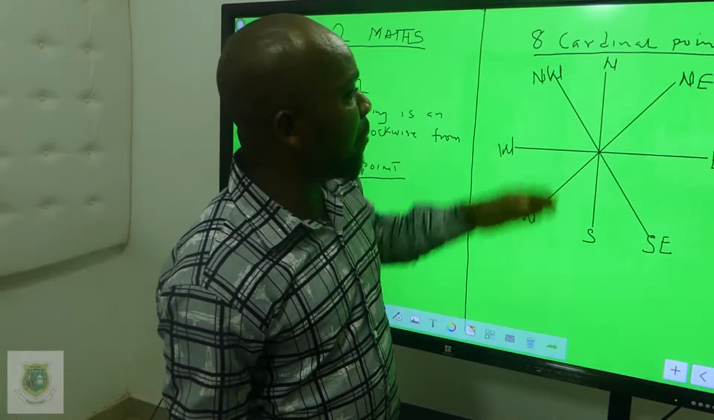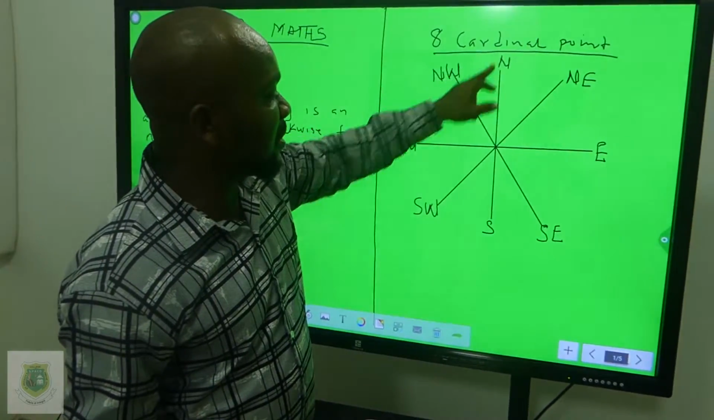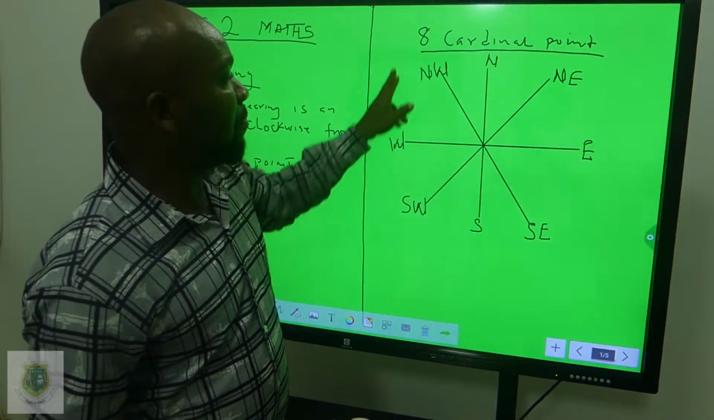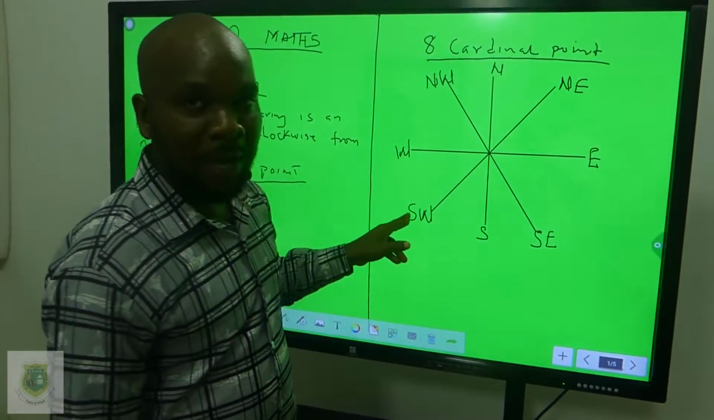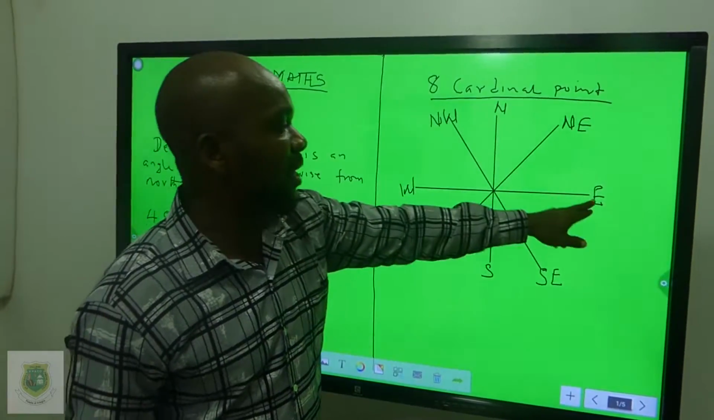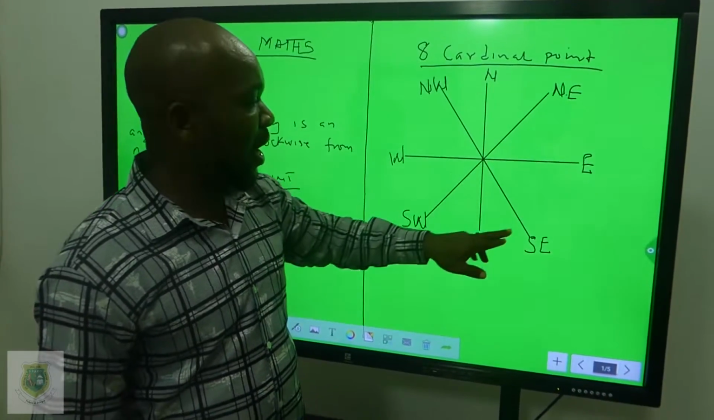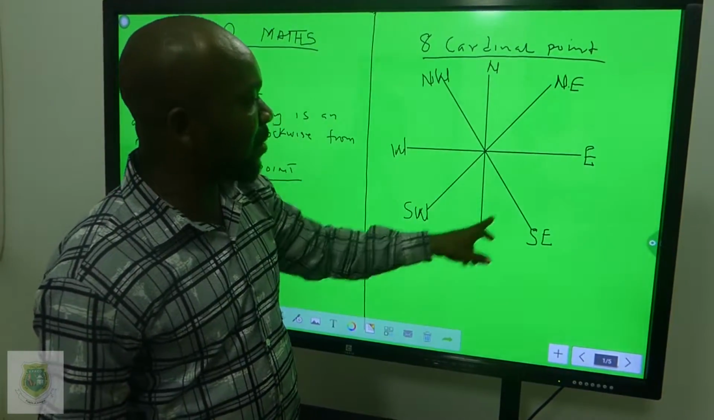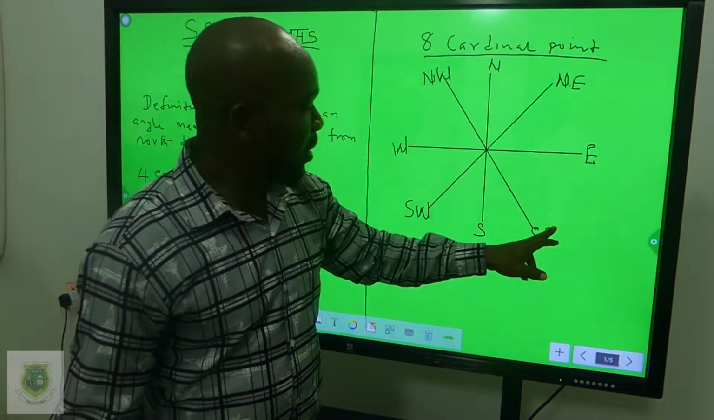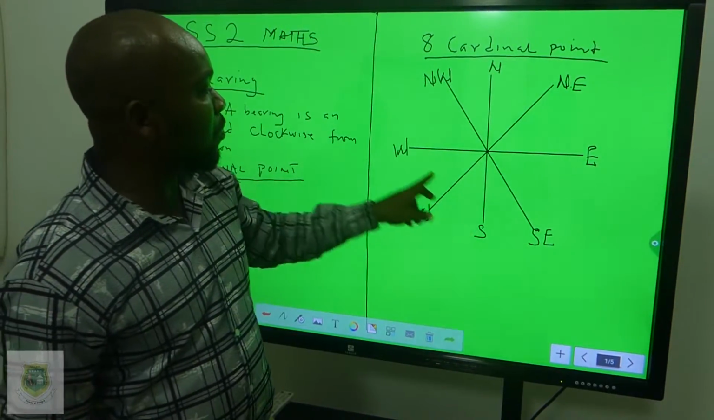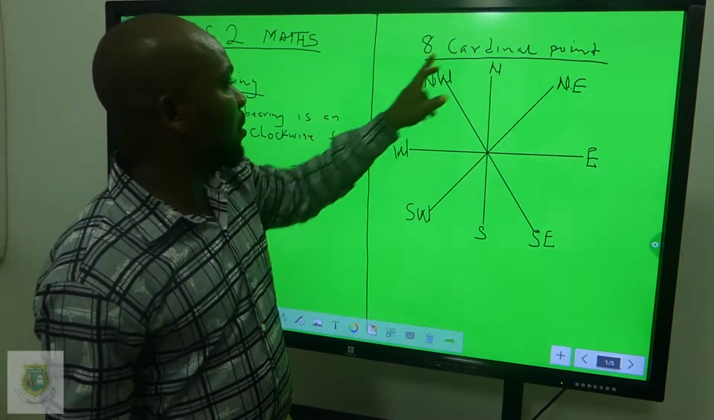In the 8 cardinal points, look at our north, south, east, and west. If we subdivide it into 2 equal parts, it becomes northeast, which is this one. This side becomes southeast. This one becomes southwest. And here is northwest.